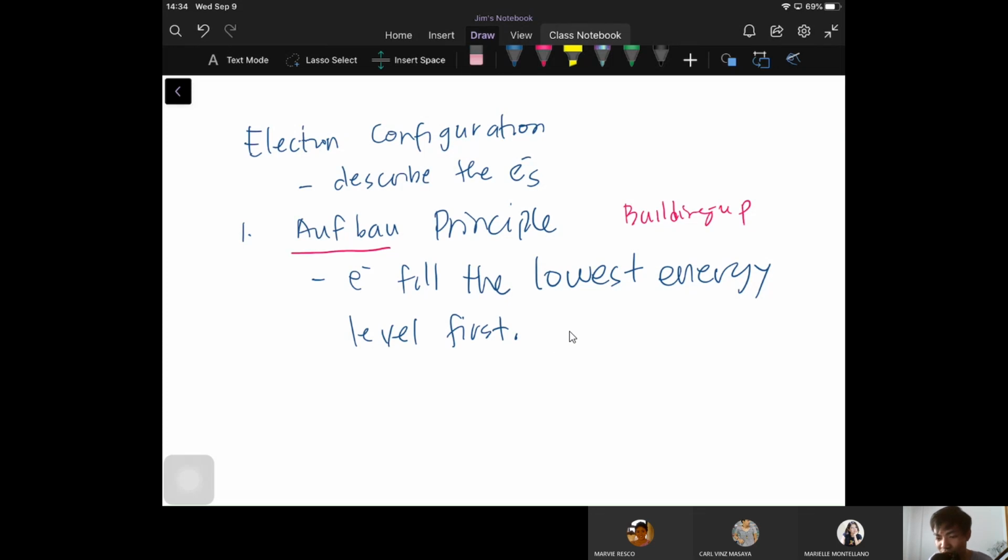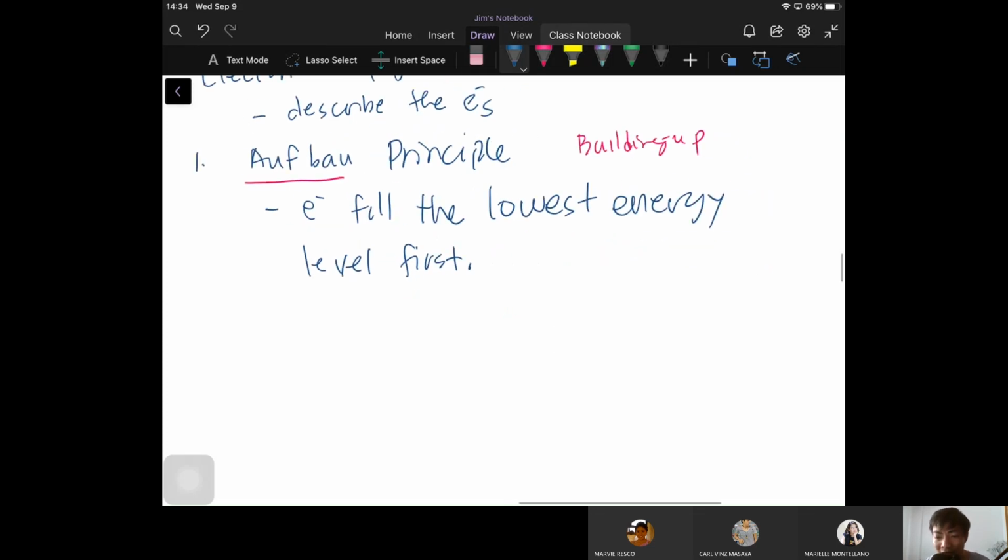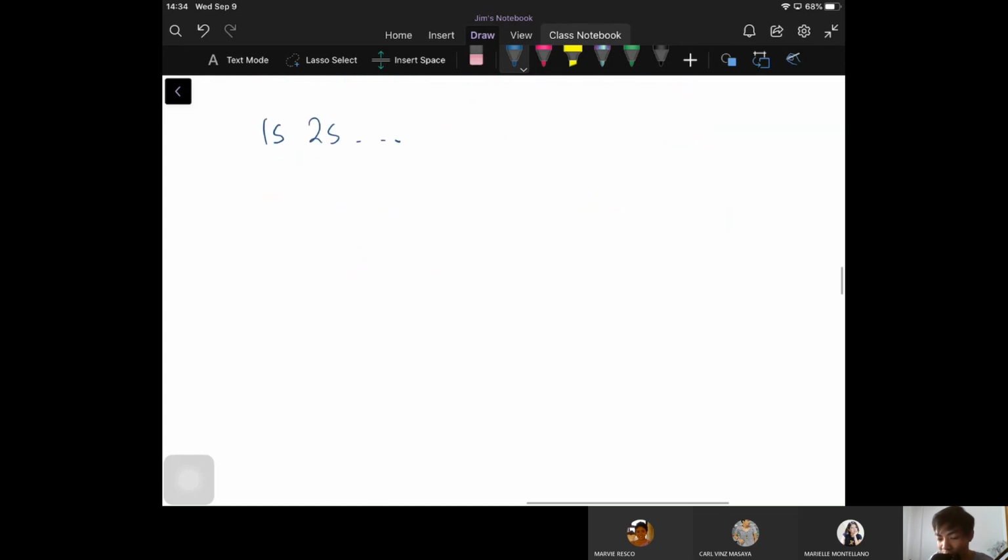Ano ba yung lowest energy level? E di syempre, yun nasa pinaka-loob, yung 1s orbital muna. Then, palabas yan, no? Susunod yan yung 2s, so on and so forth, until palabas na. So, ano yung technique natin para malaman natin yung proper arrangement ng paglagay ng electron sa isang atom? So, may technique dyan, yun yung Christmas tree method. Christmas tree tawag nila. So, gagawin mo, gawa ka muna ng energy levels.